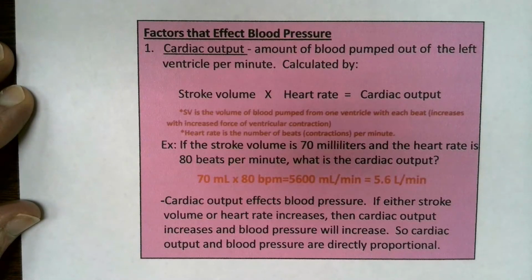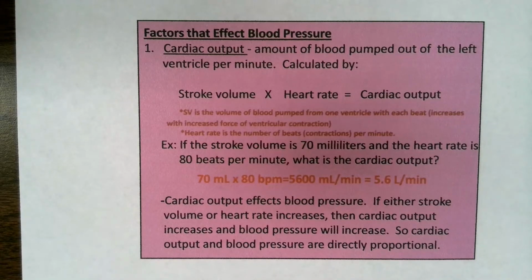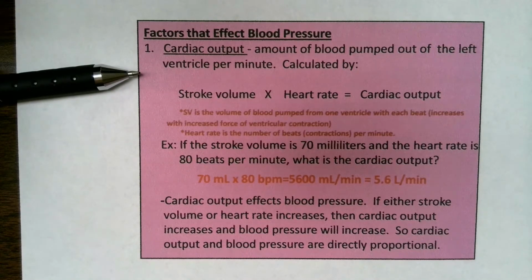All right, so let's look at the factors that are going to impact blood pressure. The first one is cardiac output, which by definition is the amount of blood that's pumped out of the left ventricle, since that's your really muscular side of the heart that's going to pump blood to the body through the aorta. So pumped out of the left ventricle per minute.